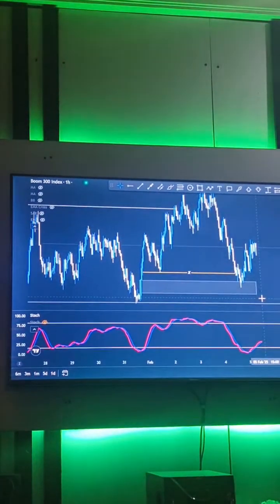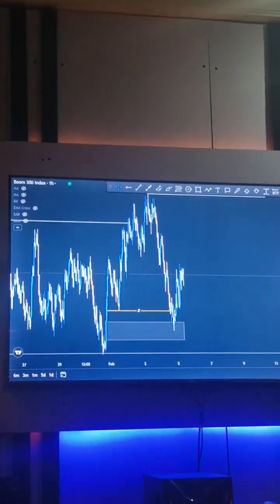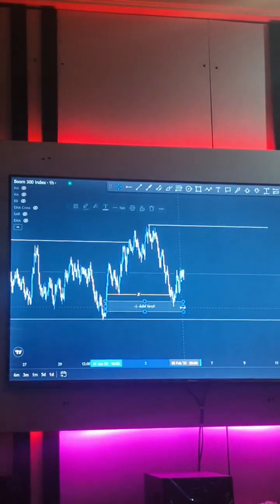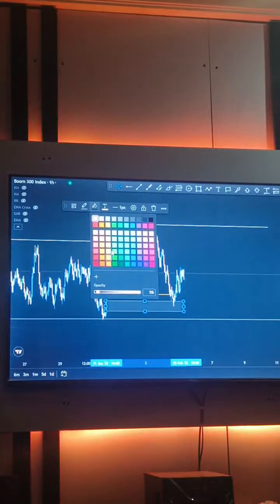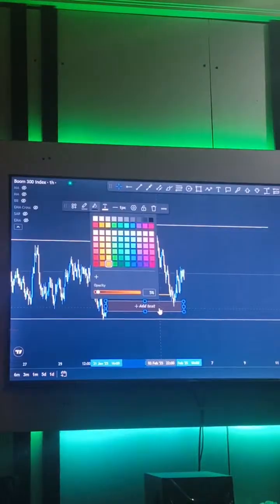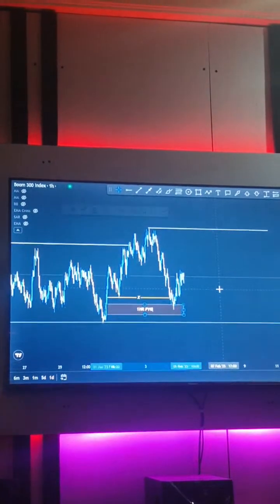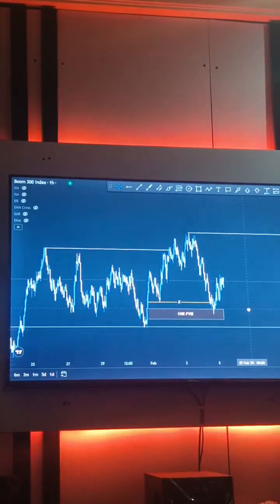We are only looking for buys. That's what we're looking for, on Boom 300. One hour fair value gap. We're looking for only buys on Boom 300.